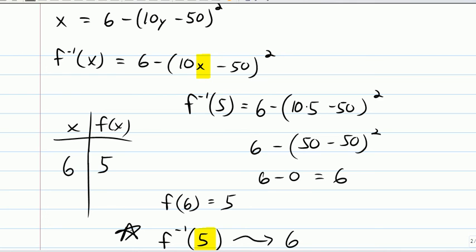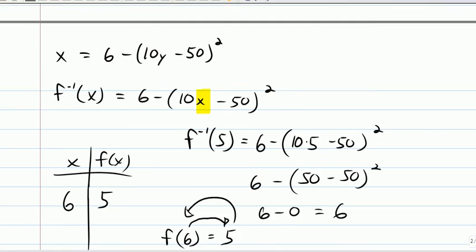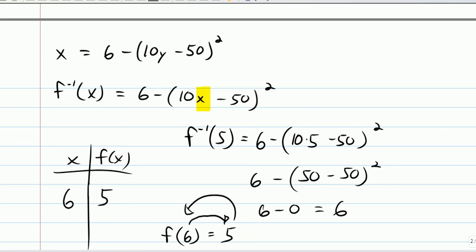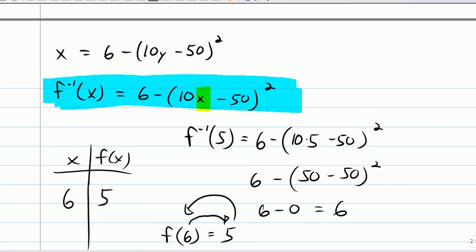We did it. You could check a couple more values. Look, we plug in 6 and we get 5. When we plug 5 into the inverse, we get back to 6. You could find another test point to be sure. That wouldn't be a bad idea. But here is your inverse function, right there.